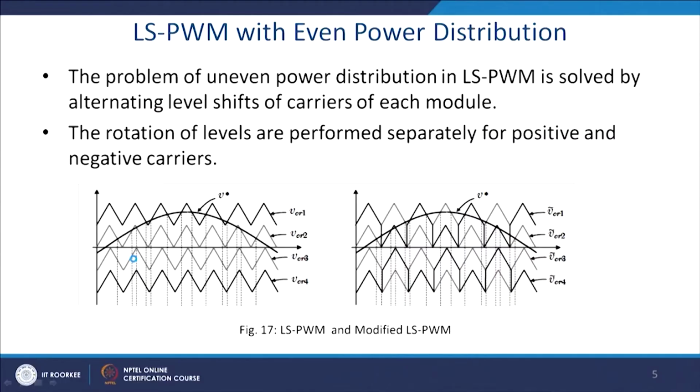So, this is the sideband PWM with even power distribution. Please try to understand it. The problem of uneven power distribution in this level shifted PWM is solved by alternating the phase shift of the carrier of each module, and the rotation of levels is performed separately for the positive as well as the negative carrier.